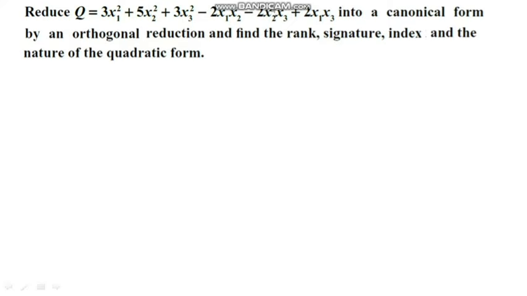So, what is a quadratic form? A homogeneous second degree polynomial in any number of variables is called a quadratic form. But in our case, we have three unknowns. They are x1, x2, x3.